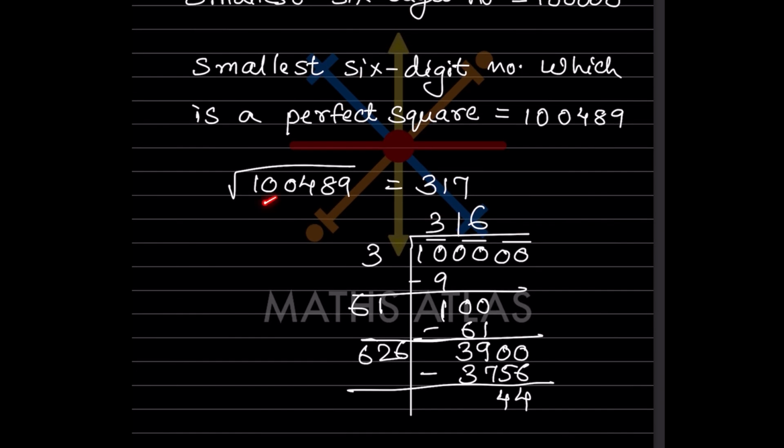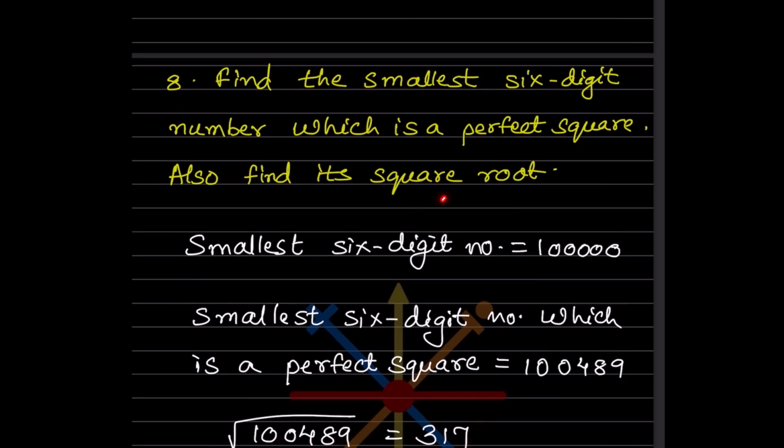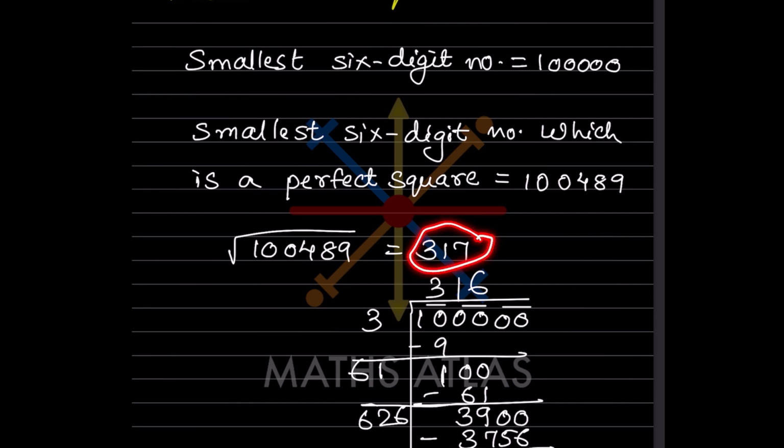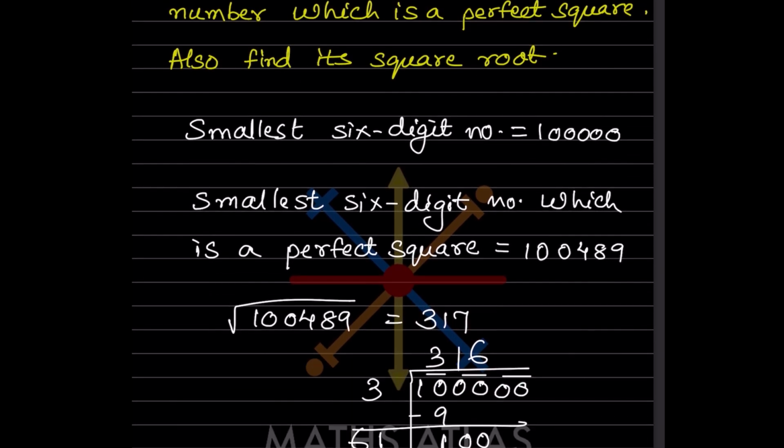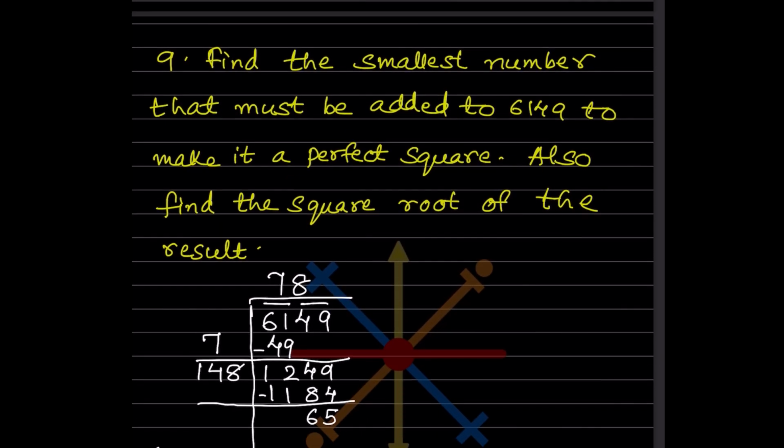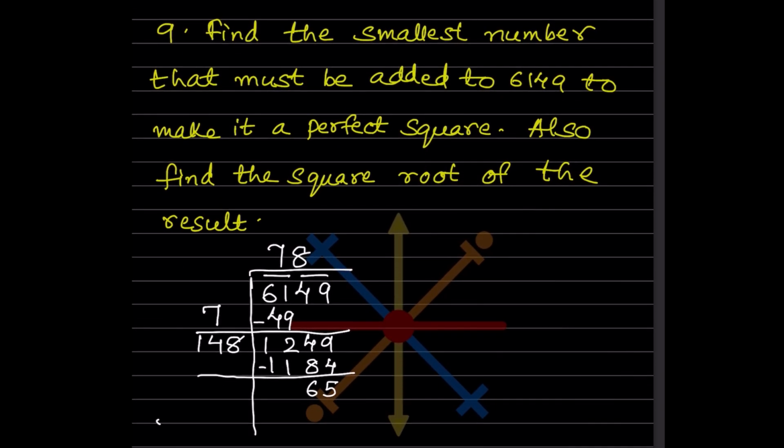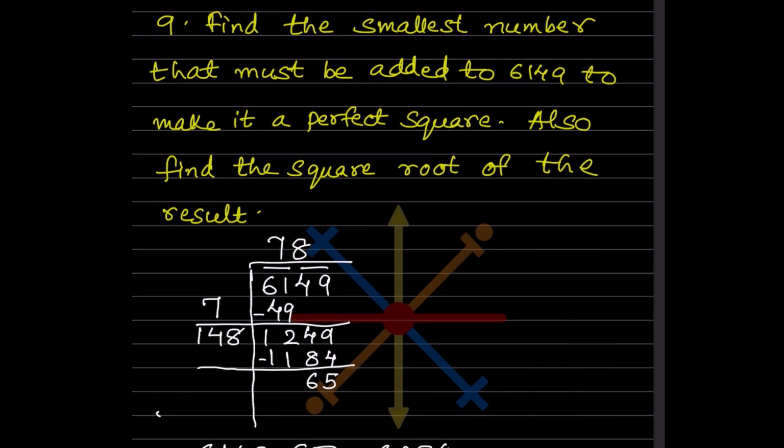And you can see here 1, 2, 3, 4, 5, 6, it is a 6-digit number. And they have also asked us to find its square root. The square root here is 317, and the perfect square is 100489. Next question: find the smallest number that must be added to 6149 to make it a perfect square. Also find the square root of the result.